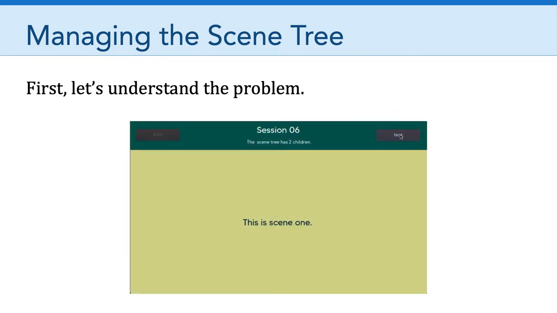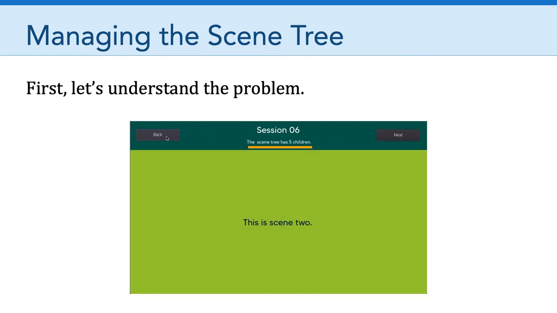what that problem is. As you can see here in this video, notice the subtitle text is counting the number of children on the scene tree. And watch what happens as I advance next, next, next, and back, back, back. As you can see from the video, the number of children or the number of nodes in the scene tree is increasing. It's just going up and up and up.